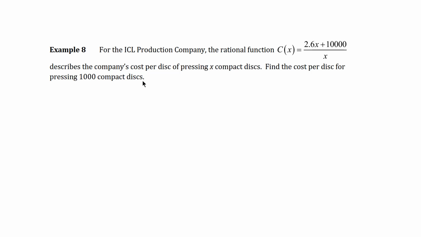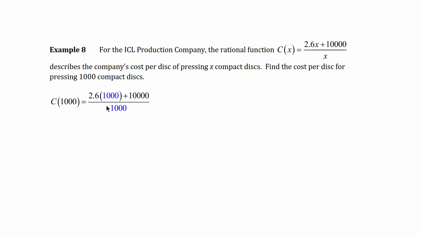In order to find the cost per disk for pressing 1,000 compact discs, all we need to do is take 1,000 and substitute it in for x into the C of x function. We get C of 1,000 equals 2.6 times 1,000 plus 10,000, all divided by 1,000.